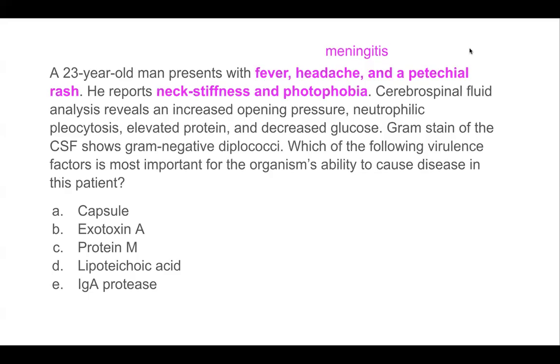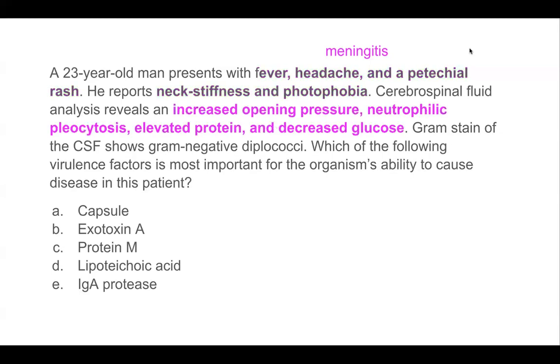So starting off with the first sentence, we have a 23-year-old man who presents with fever, headache, a petechial rash. He reports neck stiffness and photophobia. So right off the bat, I hope that you are thinking meningitis. This patient has a lot of symptoms that are concerning: fever, the headache, petechial rash, and then also neck stiffness and photophobia. So a whole bunch of symptoms that all point to his meninges being inflamed because of some sort of infection causing all of these symptoms.